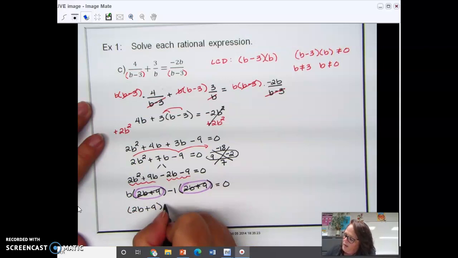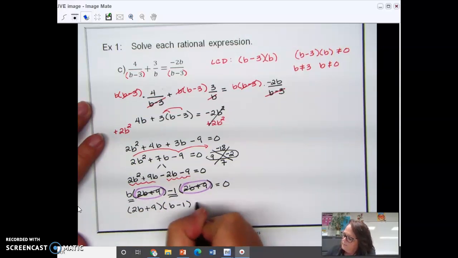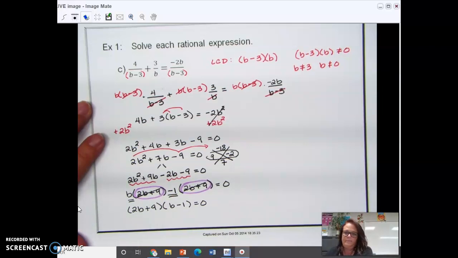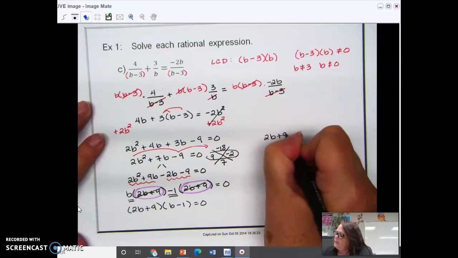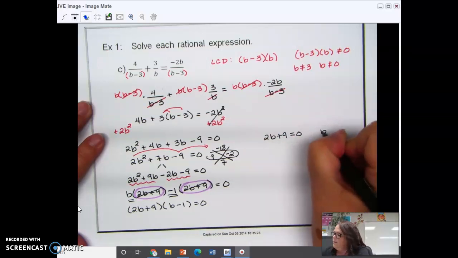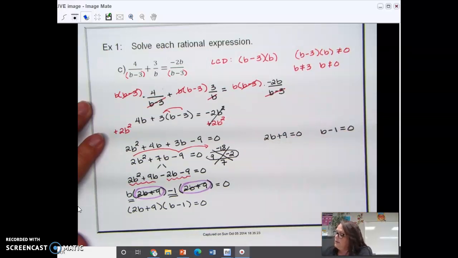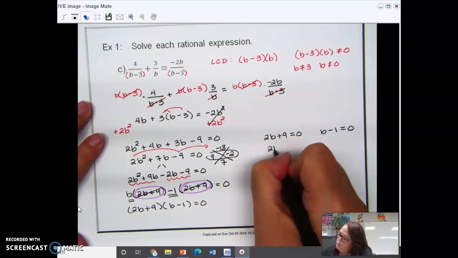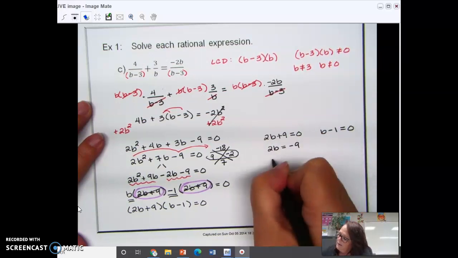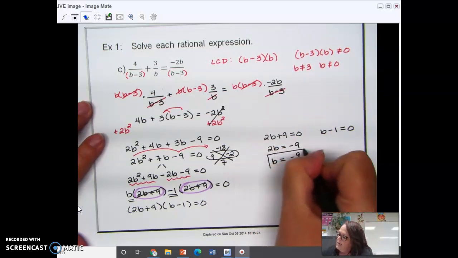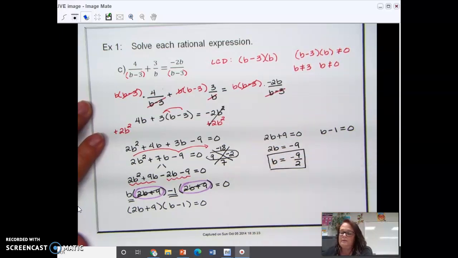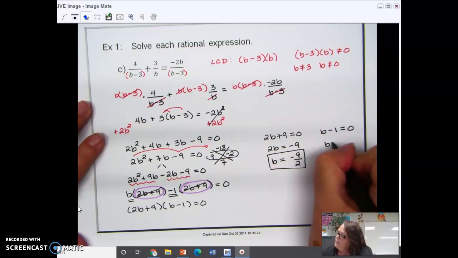And when I do, I am left with b minus 1. Okay. So what that means is either 2b plus 9 is equal to 0 or b minus 1 is equal to 0. So over here we get 2b is equal to negative 9, or b is equal to negative 9 halves, or you could have called that negative 4 1/2, totally fine. And then over here, we get b is equal to 1.